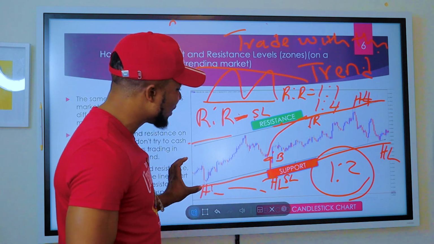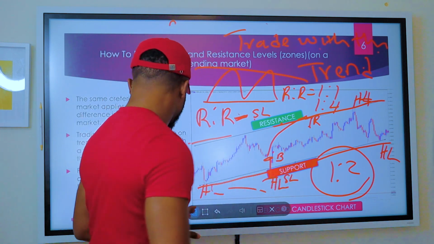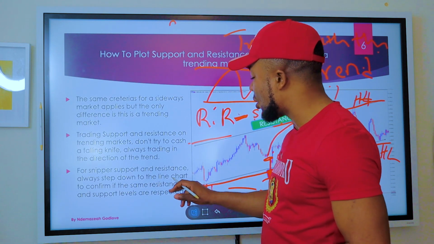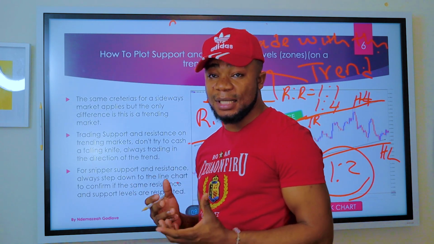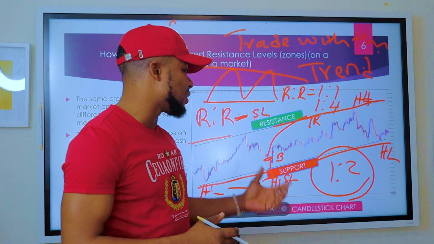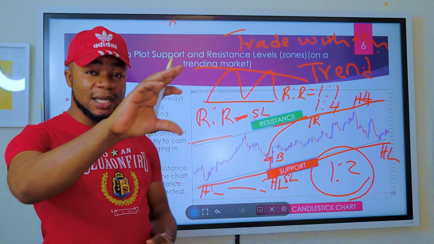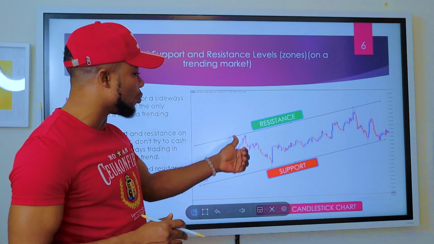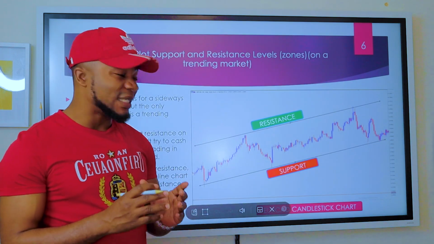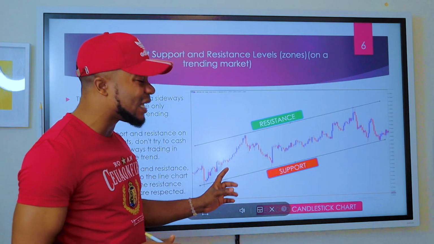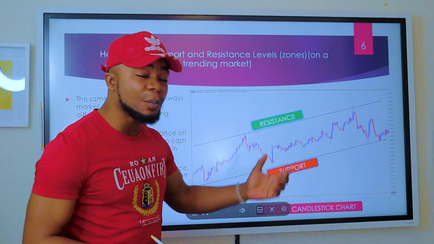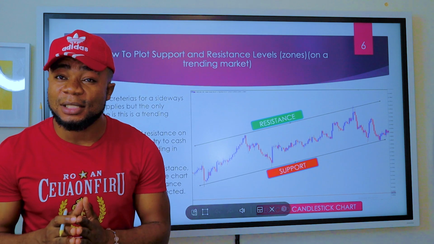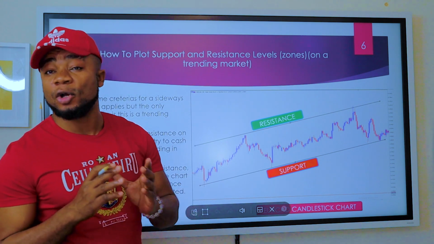So that is that about a trending market. And the same thing to say for sniper support and resistance, always step down to the line chart. The same thing I explained for a sideways market applies for a trending market. So for a trending market, you do the same. Always go down to the line chart to see if the lines you are calling support and resistance lines, or to see if the zones you are calling support and resistance zones are actually respected on the line chart.